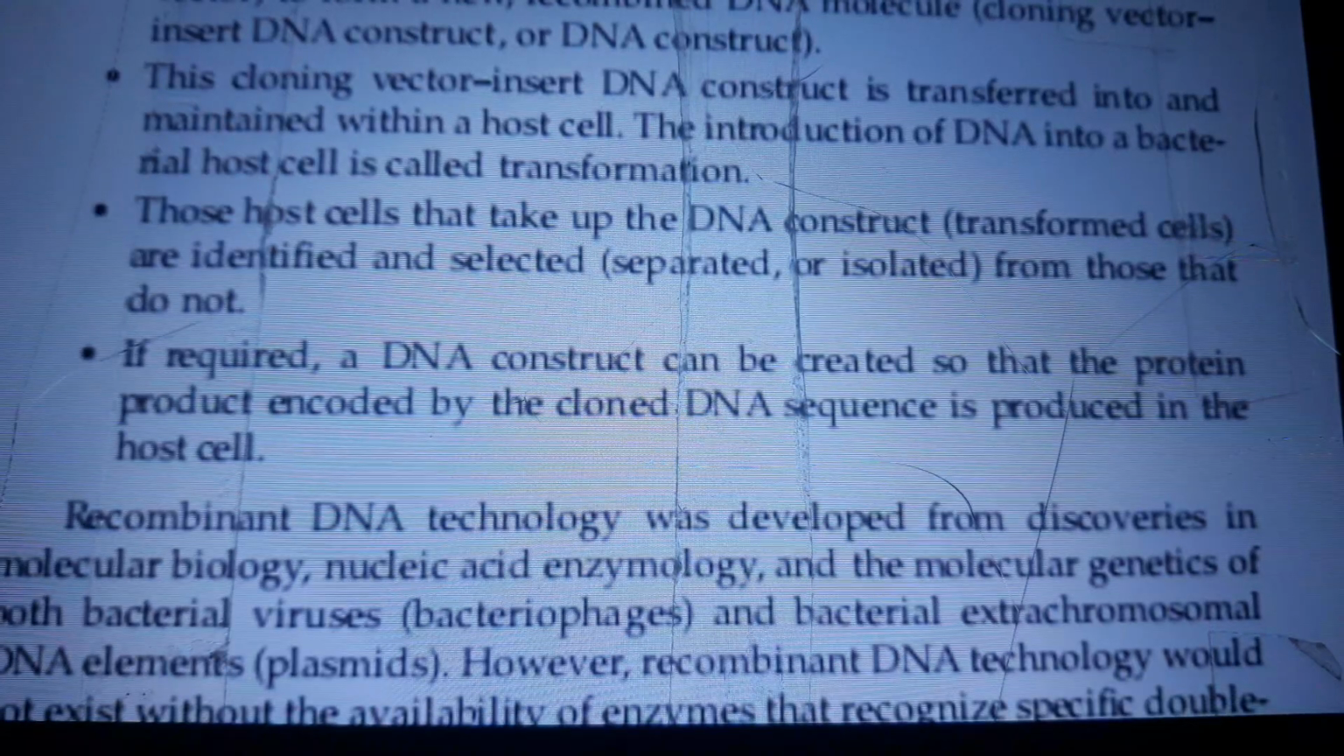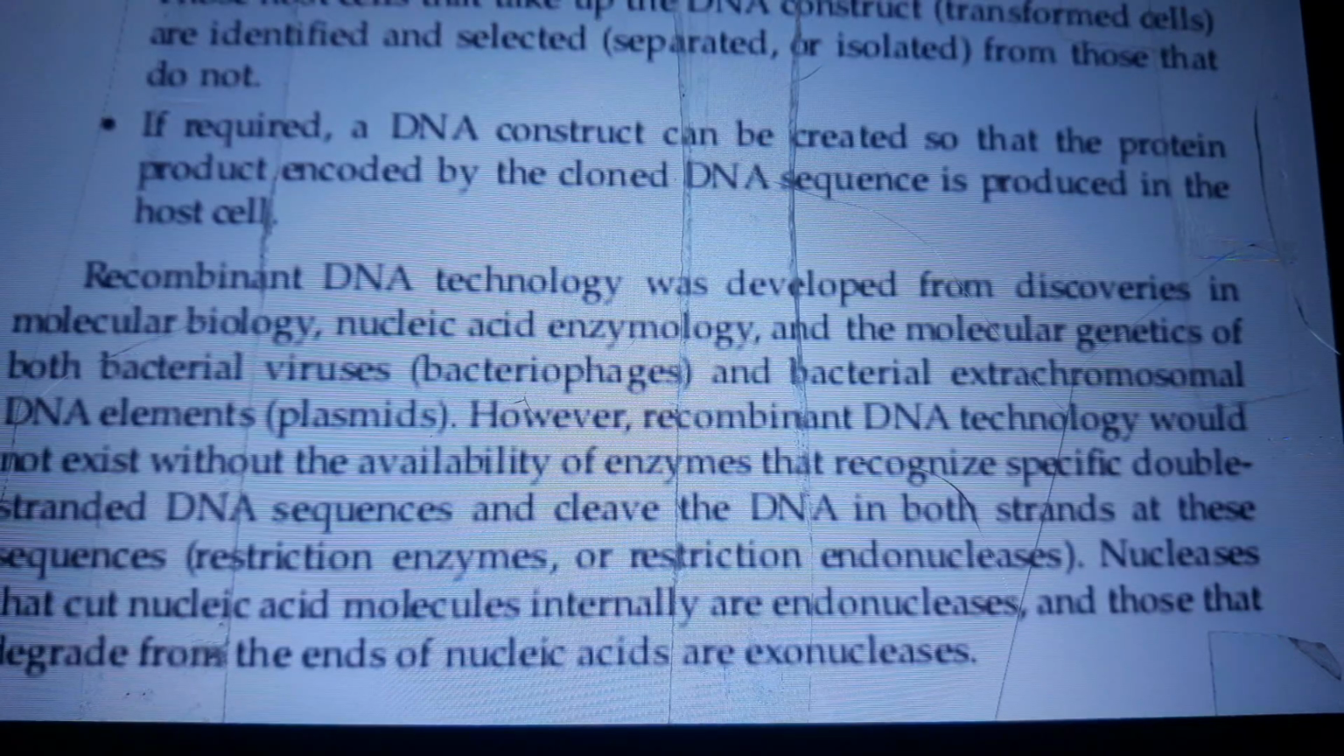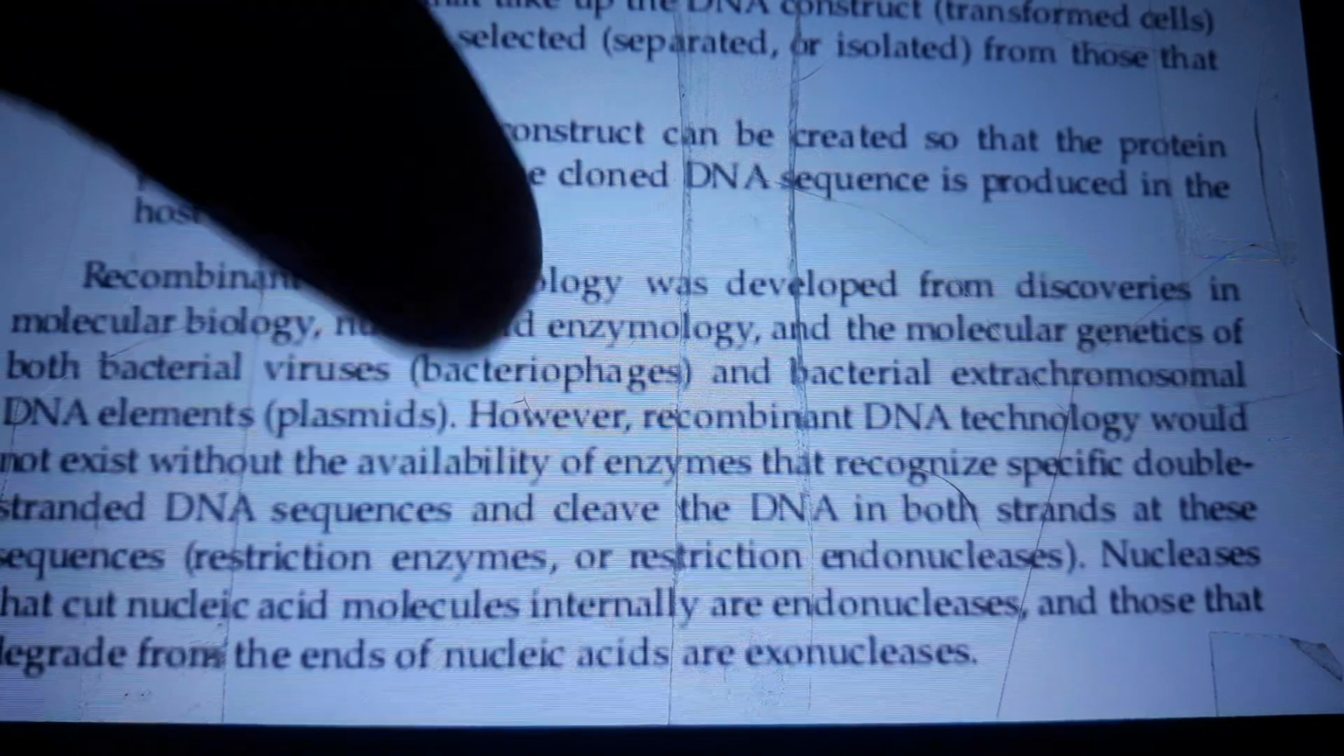This cloning vector-insert DNA construct is transferred into and maintained within a host cell. The introduction of DNA into a bacterial host cell is called transformation. Those host cells that take up the DNA construct, the transformed cells, are identified and selected, separated or isolated from those that do not. If required, a DNA construct can be created so that the protein product encoded by the cloned DNA sequence is produced in the host cell.